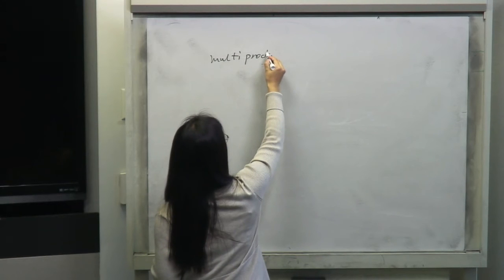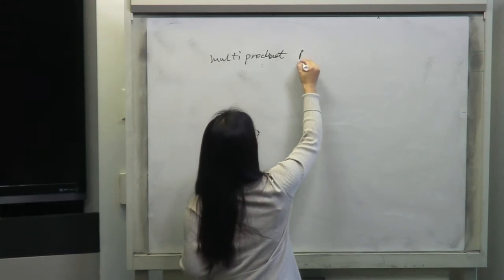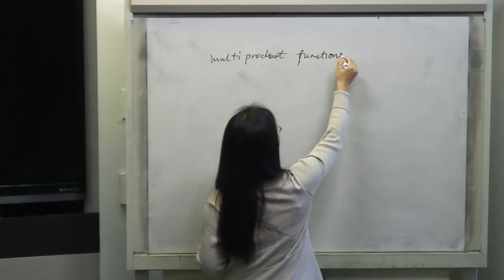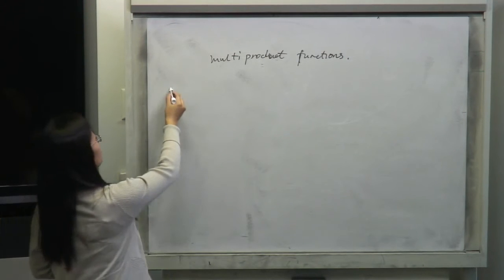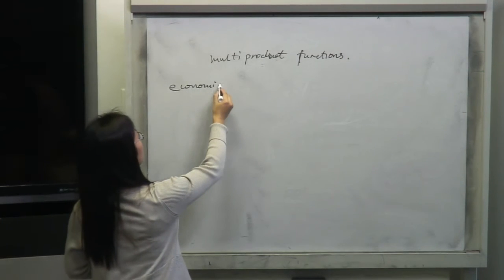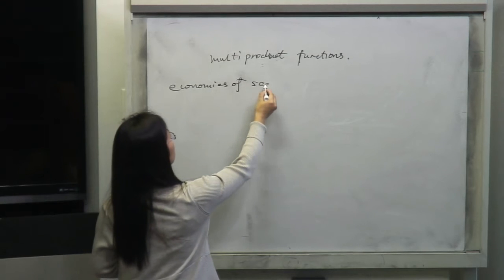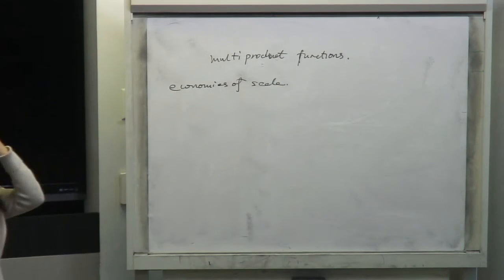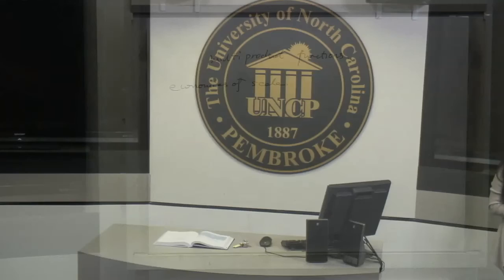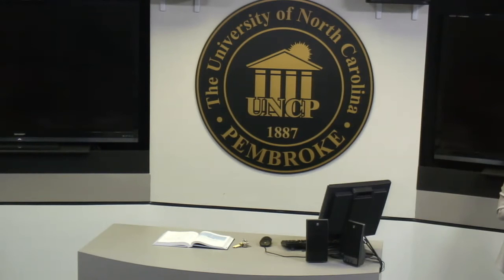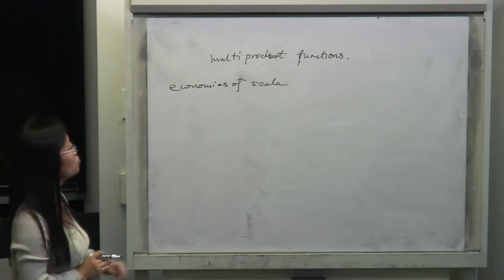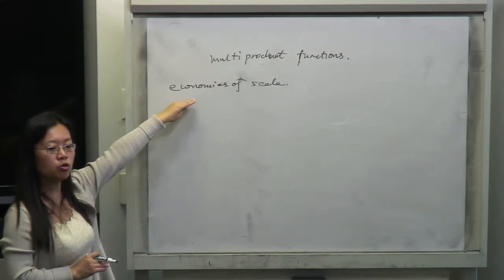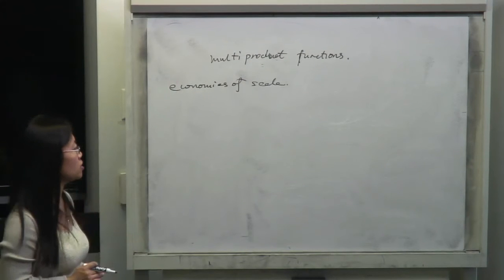Multi-product functions. The first thing: if you can achieve economy of scale by producing more than one product, then it's a good idea for you to do it. What is the formulation for economy of scale when you produce more than one product? It's like this.